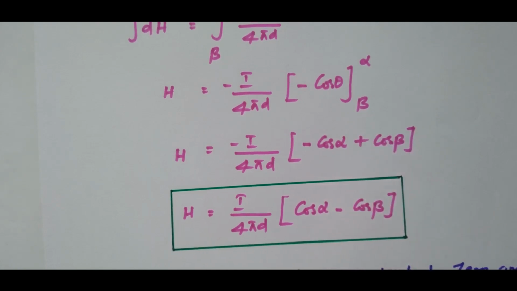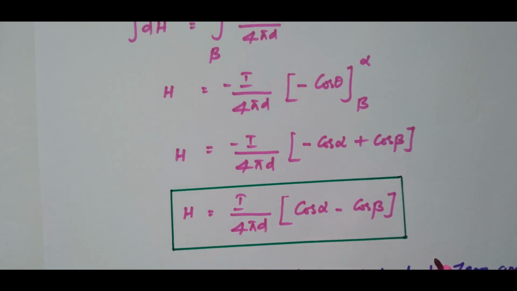Right? Here one negative symbol is available. So you multiply inside. So what will happen? I divided by 4 pi d. This minus becomes plus cos alpha. This plus becomes minus cos beta. So the magnetic field intensity due to finite conductor, the final expression is H equal to I divided by 4 pi d into cos alpha minus cos beta.